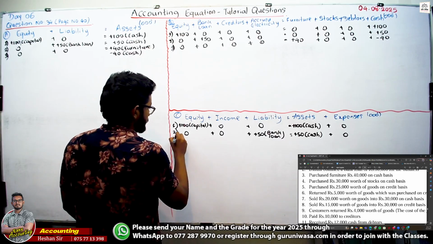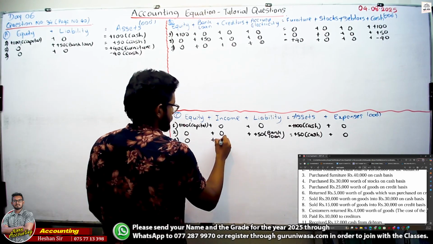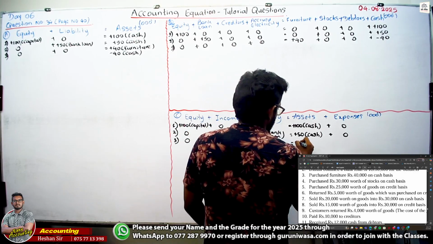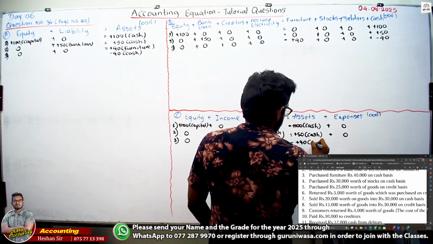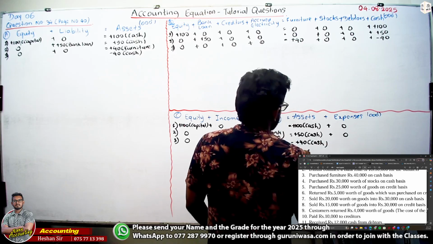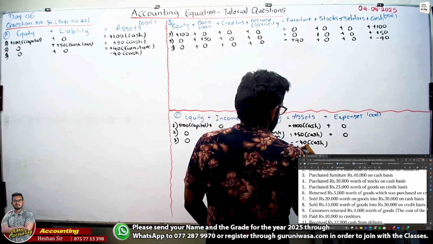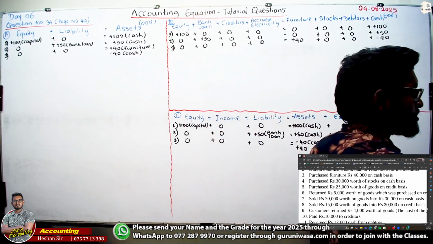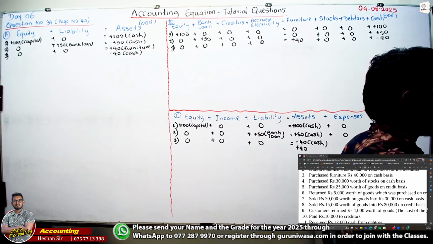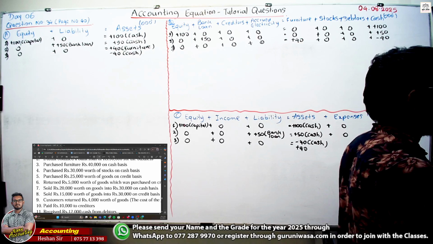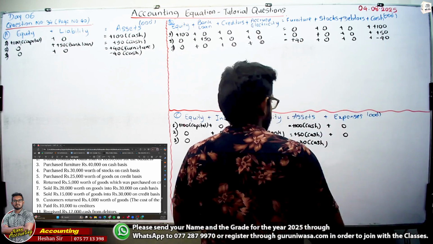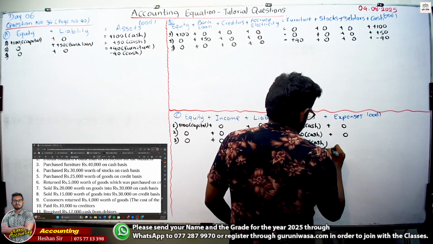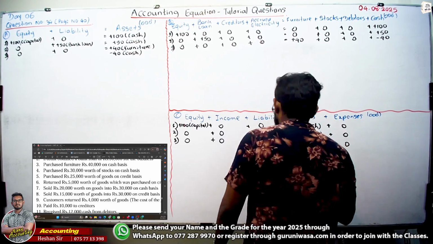Number three, 40,000 cash asset decrease, 40,000 furniture asset increase. Plus zero.